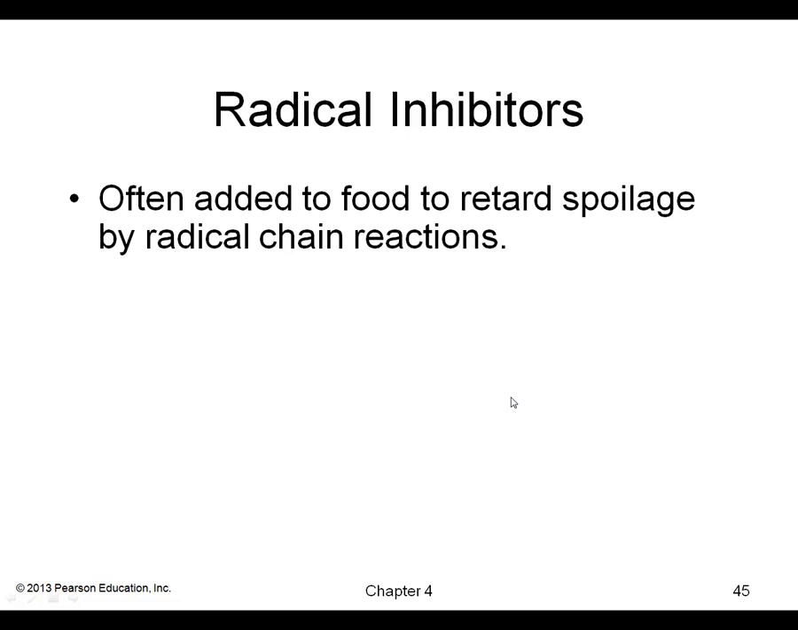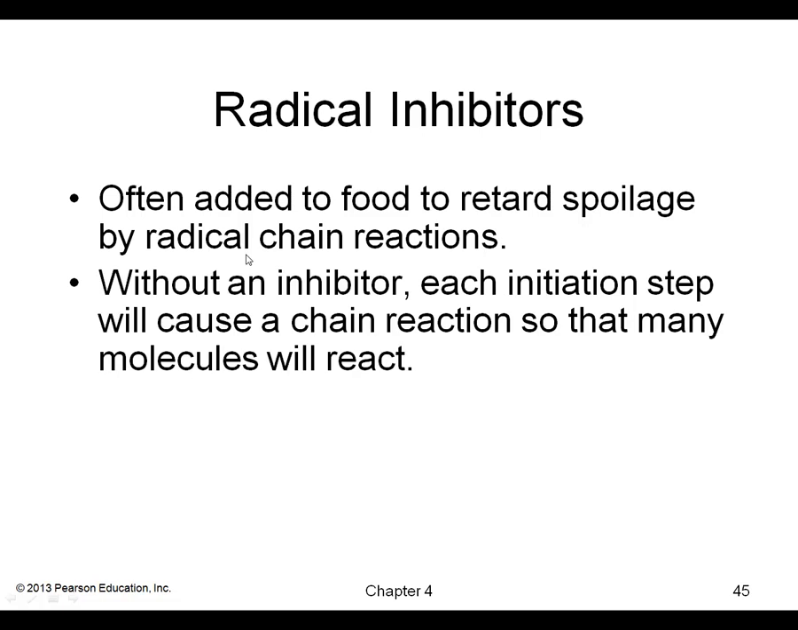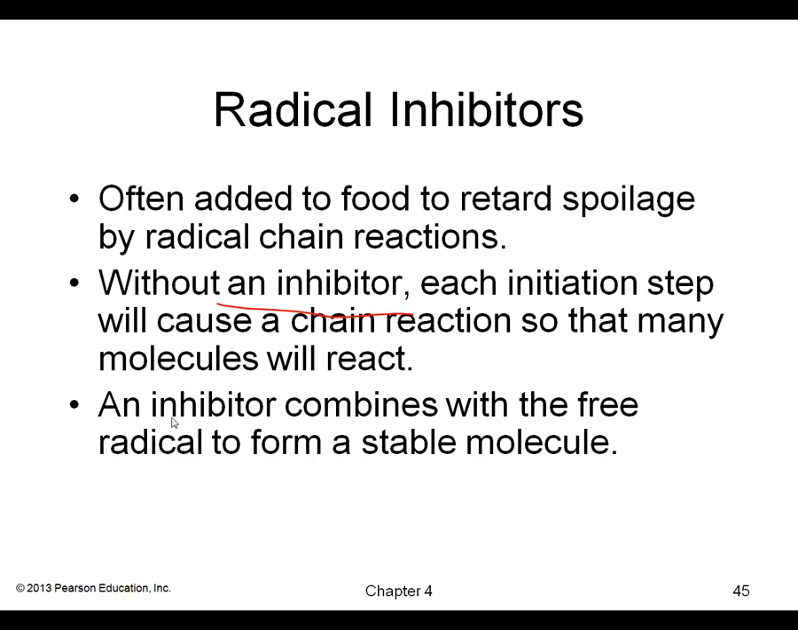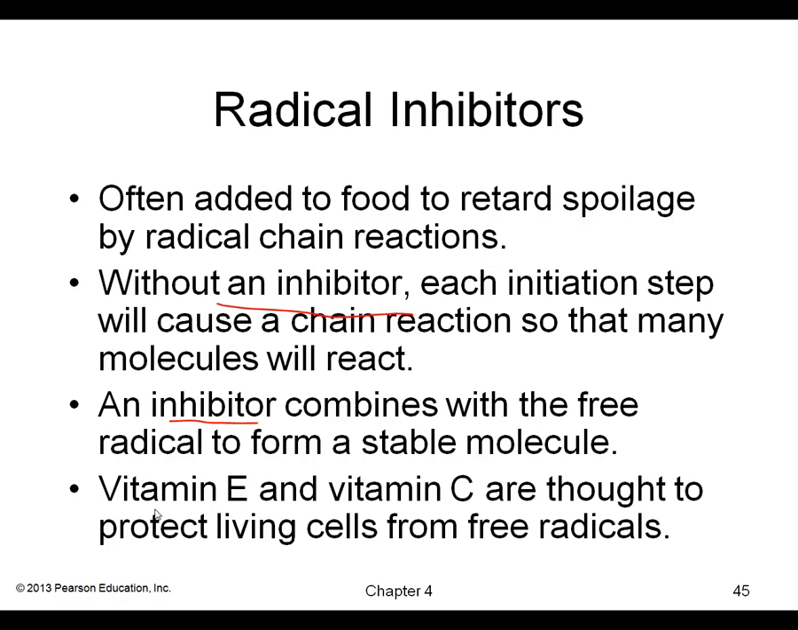We can also talk about what are called radical inhibitors. Okay, these are things often added to food to prevent spoilage by chain reactions. Without an inhibitor, each initiation step will cause a chain reaction, so many molecules will react. What an inhibitor does is it combines with free radicals to form a stable molecule. Examples are vitamin E and vitamin C.